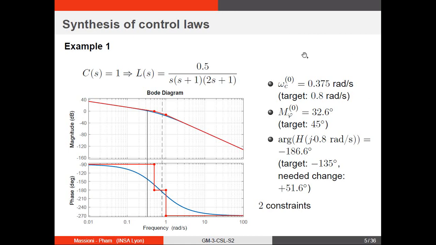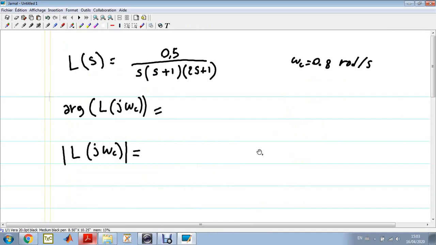Just to be complete in the explanations here, how did I compute these values over here? Well, you can just look at the diagram. This is done by a computer, but you can compute them by hand. And just using this formula over here, basically, if you replace s with j omega, the omega that you wish, like in this case, you can replace it with the crossover frequency, for example, to compute the phase and modulus at the crossover frequency. You can compute it and check whether you have exactly the same, and this is basically what I've been doing here.